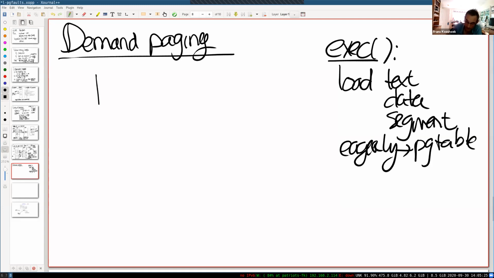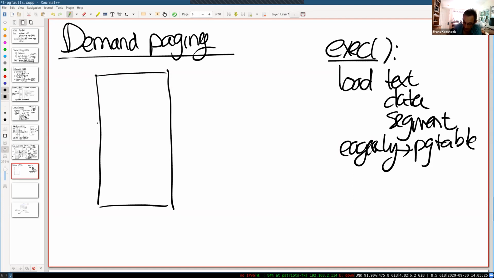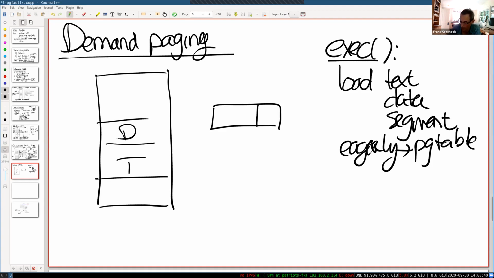And so instead, on exec, we allocate the address space for the text and the data that sit in the file. But in the PTEs, we're just going to not map them at all. In the PTE for one of these pages, we're just going to not set the valid bit. So the valid bit is 0.